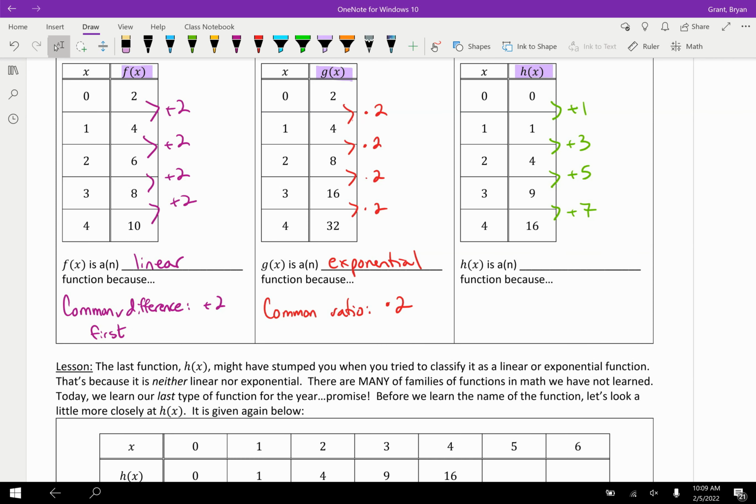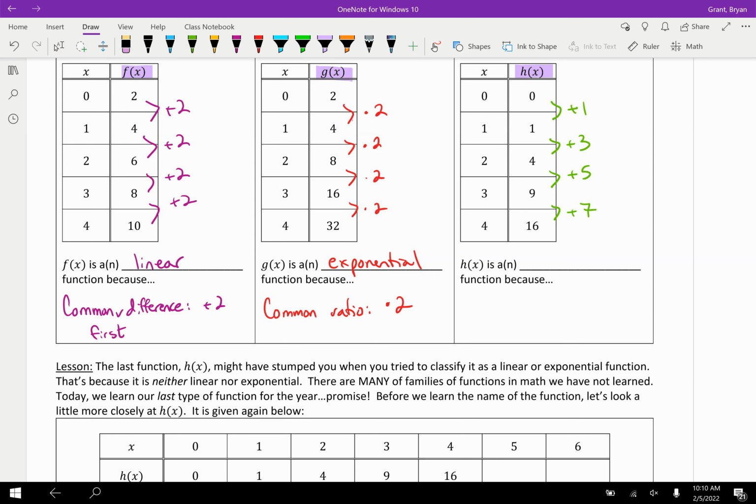It is a function that is neither linear, and we know it's not linear because there's not the same difference every time. And we know it's not exponential because we're not multiplying by the same number every time. There are actually many families, we call them families of functions, linear functions, exponential functions, in math we haven't learned yet. And each of them have some sort of unique pattern in the outputs. All right, well, today we're going to learn our last type of function for the entire year. Seriously, right? We've learned linear, and then we did linear absolute value and exponential, and this is going to be our last family of functions.